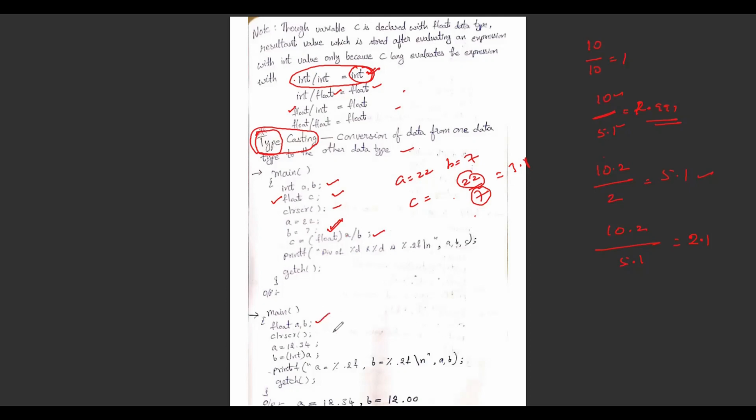Just see here, float a, b; a equals 12.34, b equals int of a. Int of a is nothing but a value is 12.34, but I am storing only the integer part of this a, which is nothing but 12. So b is nothing but 12, and that is float. So 12.00 will be printed over the screen. Hope this is clear, right?